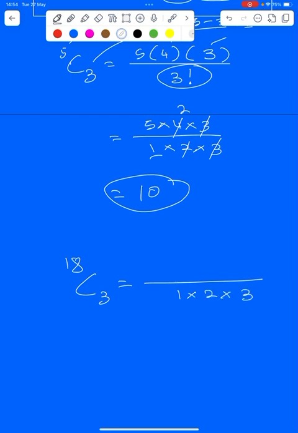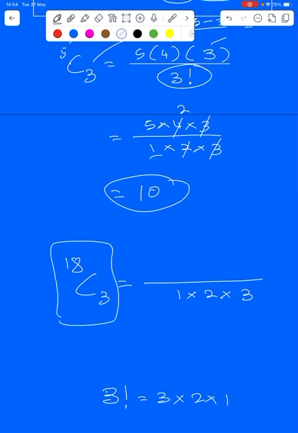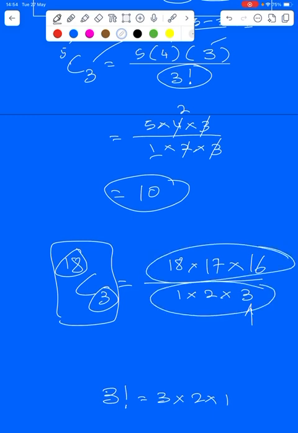3 factorial, isn't it? Yeah, I know that you normally write 3 factorial as 3 times 2 times 1, in descending order. But for this case, I will use an ascending order. All right, 1, 2, 3. Stop at 3 because this is choose 3. Okay, so for the numerator I will use 18, 17, and I stop at 16. You know why? Because there are 3 of them, 3 by 3. Simple, isn't it?